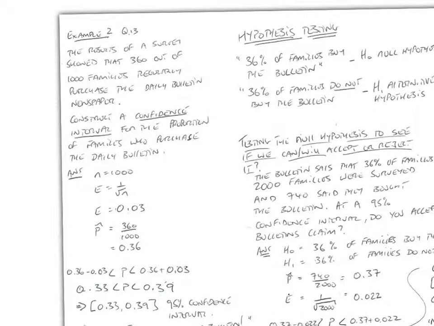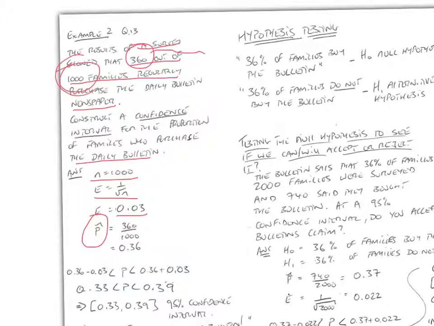So we look at a second example, which is question 13 in the extra chapter. The results of a survey showed that 360 out of 1,000 families regularly purchase the daily bulletin newspaper. Construct a confidence interval, 95% or 5% level of significance, it doesn't say it here, but it will in an exam, for the proportion of families who purchase the daily bulletin. First thing, sample size is 1,000, margin of error is 1 over the square root of that, so our margin of error is 0.03. Our sample proportion, p hat, is equal to 360 divided by all the people who were asked. How many said they did out of how many were asked?